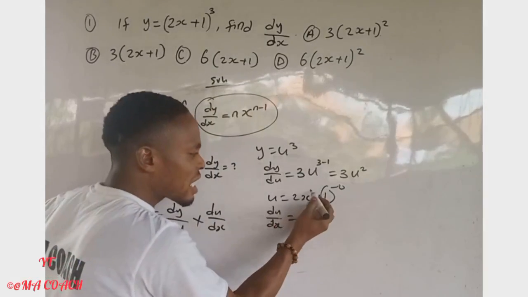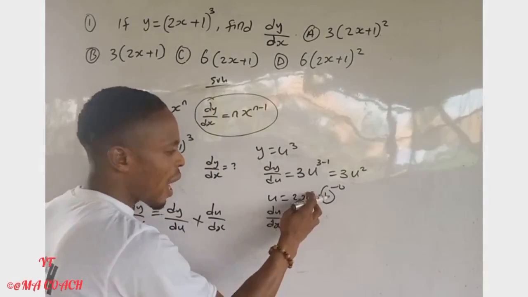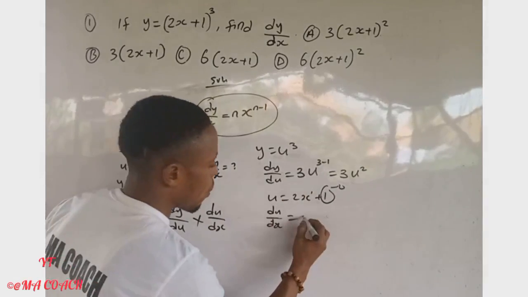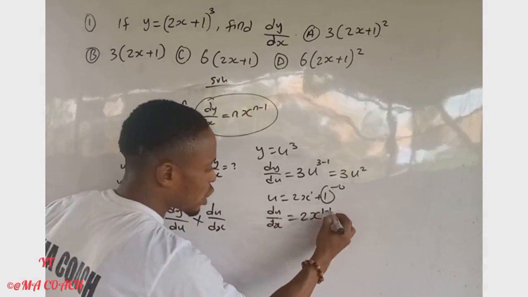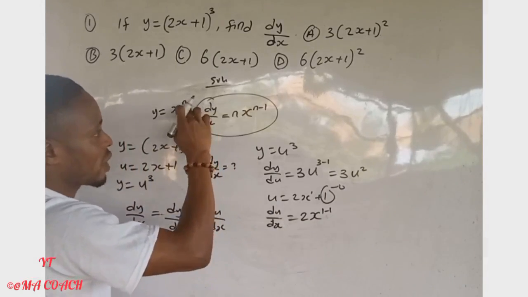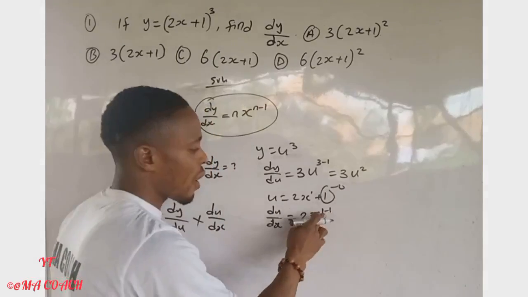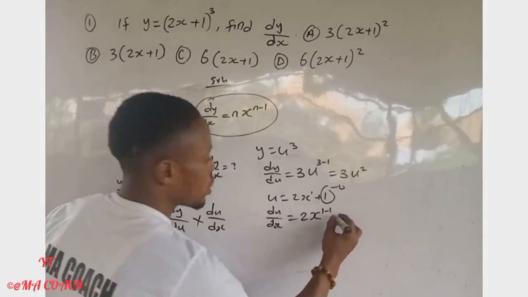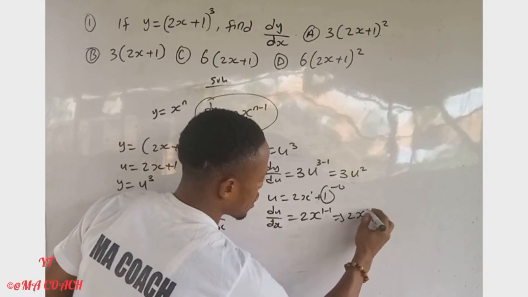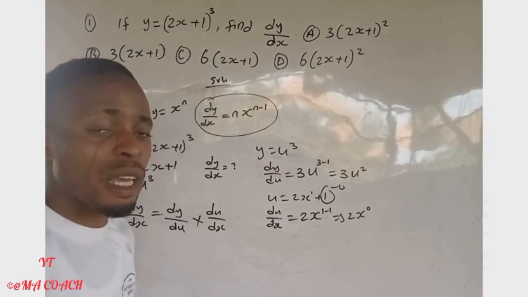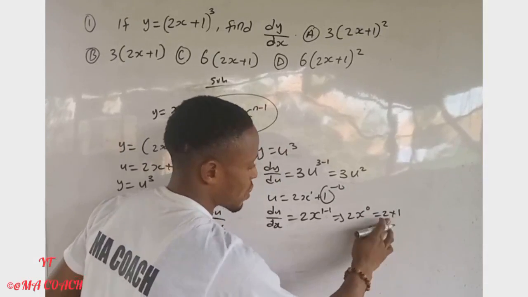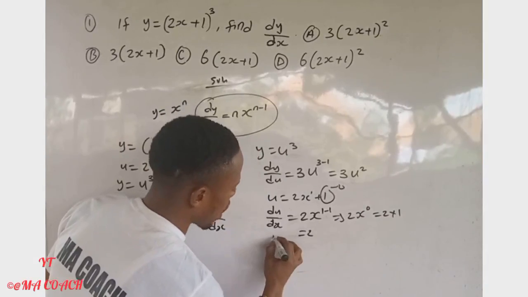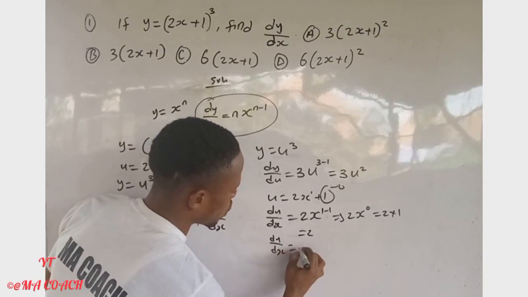Our s here, s is raised to the power of 1. So 1 times 2, we have 2s. This one, what do we subtract? 1 minus 1, according to the general formula, the first one for the index. So 1 minus 1 we have 0. So we have 2 with s to the power 0, and s to the power 0 is 1. Therefore we have 2 times 1, which is 2. So our du ds is equal to 2.